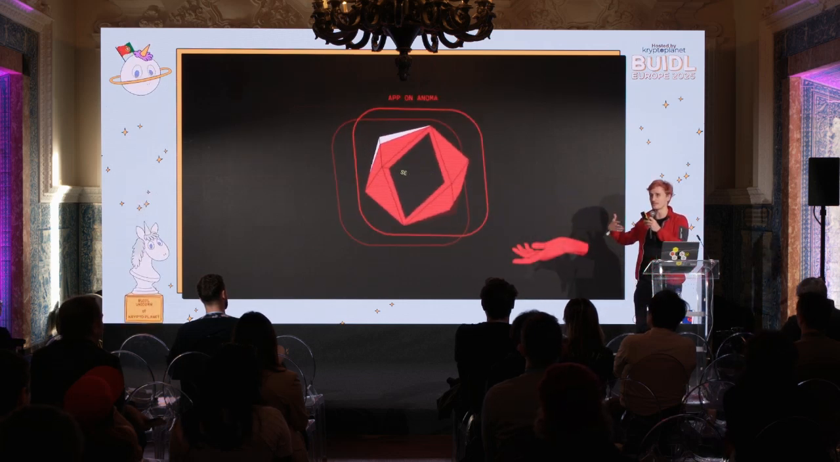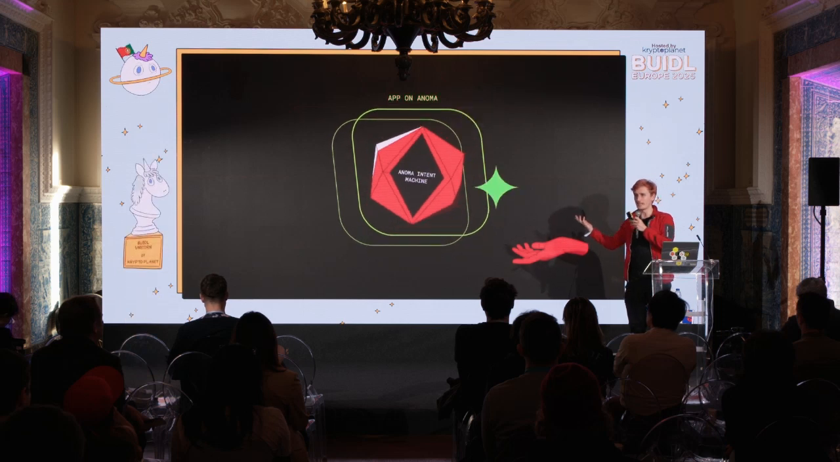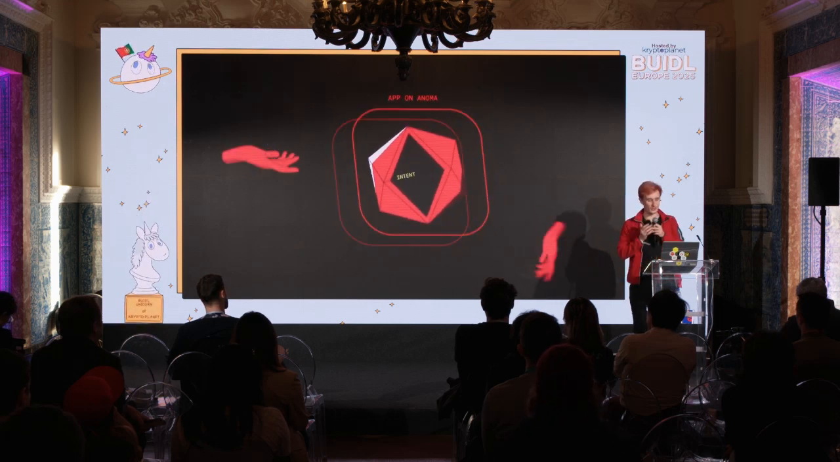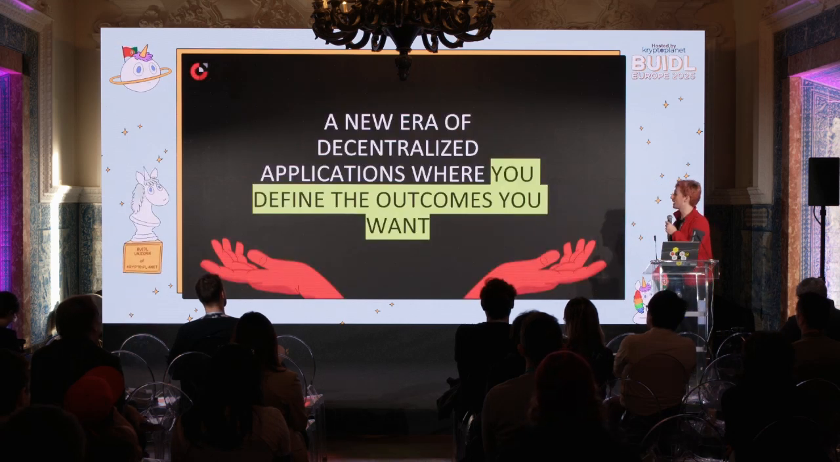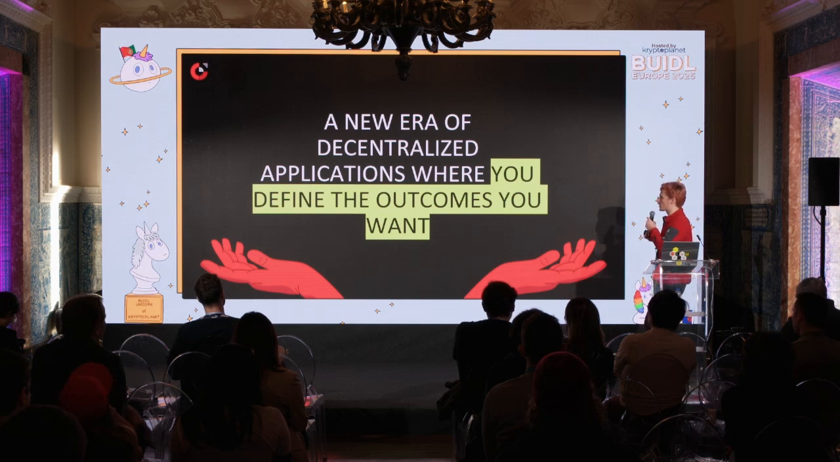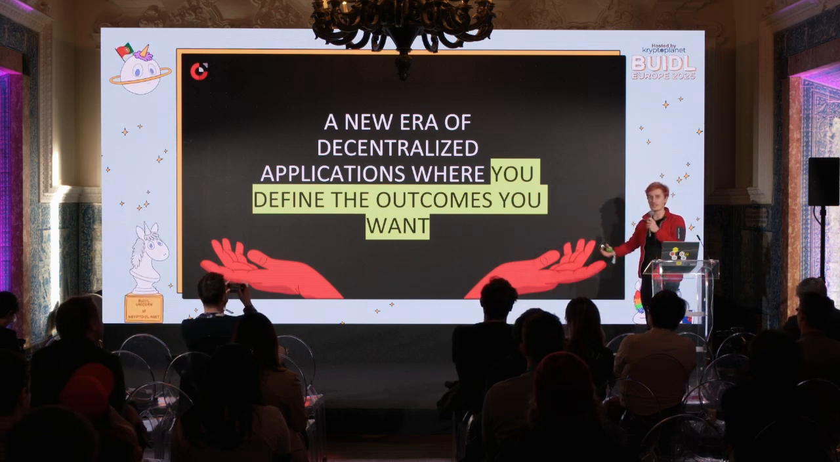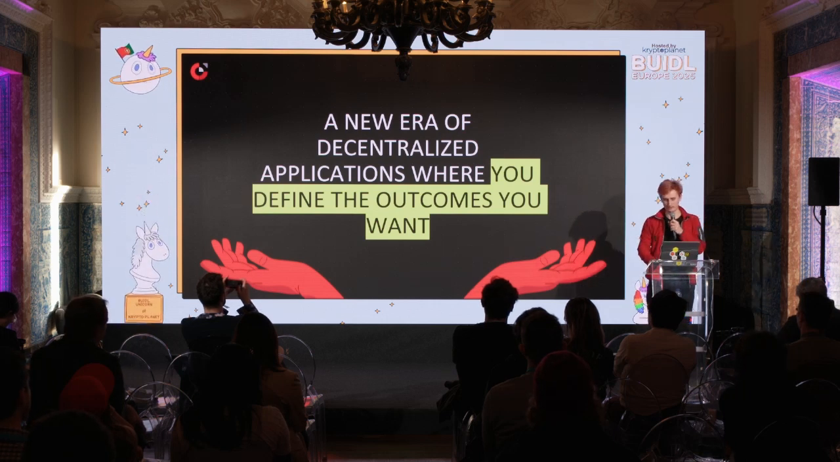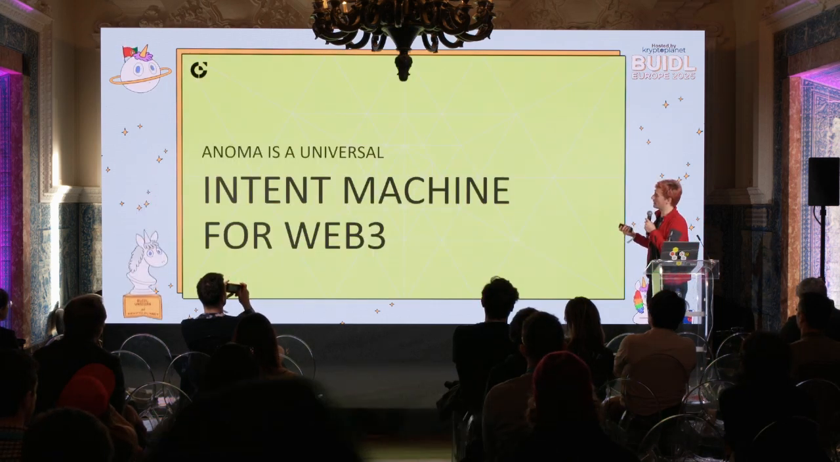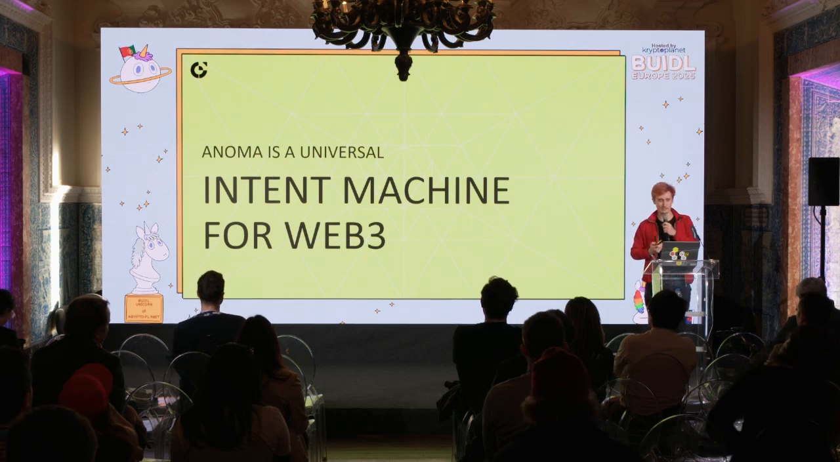But I think this is going to be the biggest fundamental unlock in terms of UX that we can have. So a new era of decentralized applications where you fundamentally define the outcomes that you want, and the system then figures out whether it's possible to get them for you, and if so, gets it for you. Fundamentally, Anoma is a universal intent machine for Web3.